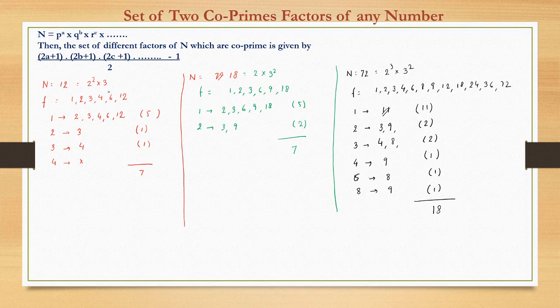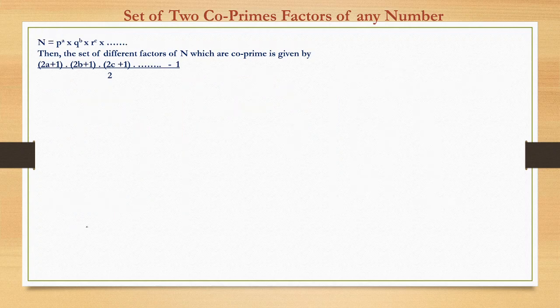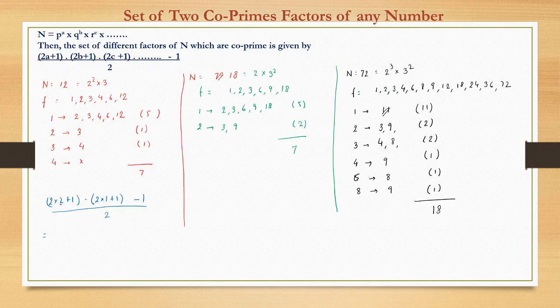So if the question is to find the set of different factors of n which are co-prime, that can be given as nothing but 2 into the index of the prime number, so 2 into 2 plus 1, into the next prime number is 3, index is 1, so 2 into 1 plus 1, that's it, minus 1 upon 2, right? So here we get how much? 5 into 3 minus 1 upon 2, that is 7, same as what we had got here.